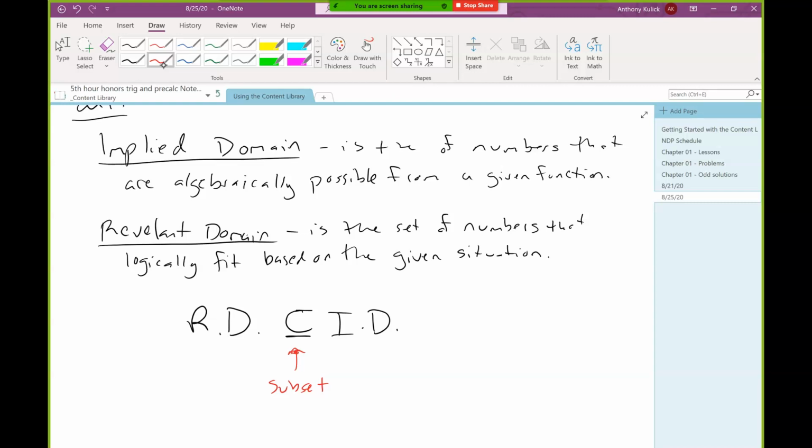Now, if you're talking about a story problem where the variables involved are like the lengths of something, negatives don't make any sense in that context, right? So in that case, the implied domain would just be the non-negatives, or maybe 0 doesn't even make sense depending on the context. Maybe it's just the positives. Or maybe your story problem is involving the number of people that can fit in a car, in which case negatives don't make sense and decimals don't make sense. You can't fit half of a person in a car.